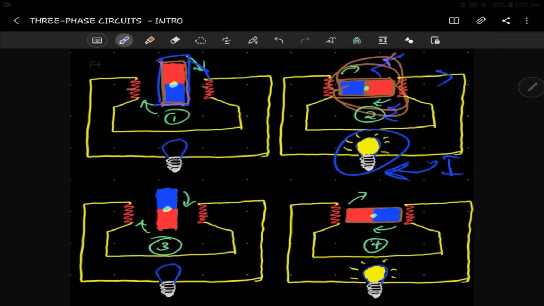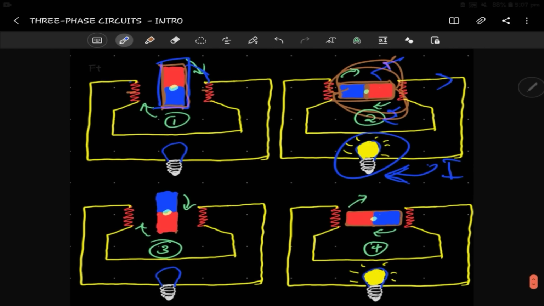Then you see that as it continues to turn, the red turns, so we are going in this direction. Because it is brightest here, as it continues to turn, the current or the voltage across it decreases. As a result, it dims.